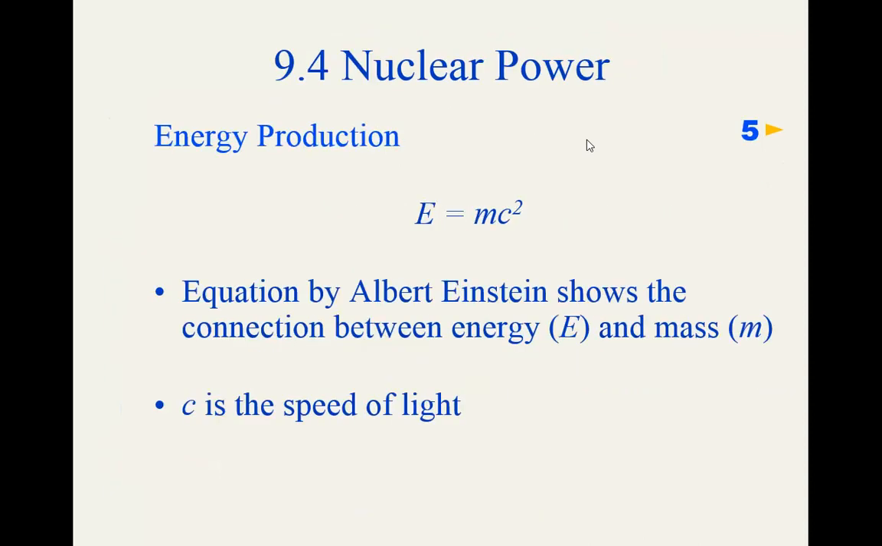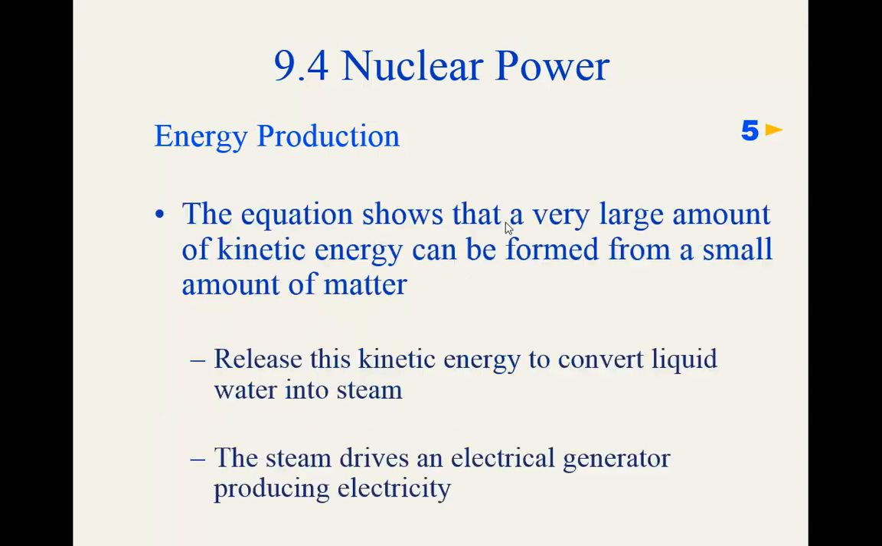All right, last section that we're going to cover, energy production. We go back to Einstein's equation, E equals mc squared. E stands for energy, m stands for the mass, and c squared is the speed of light, which we've talked about previously in a chapter. And that would be 3.0 times 10 to the 8th meters per second. All right, and that's squared.